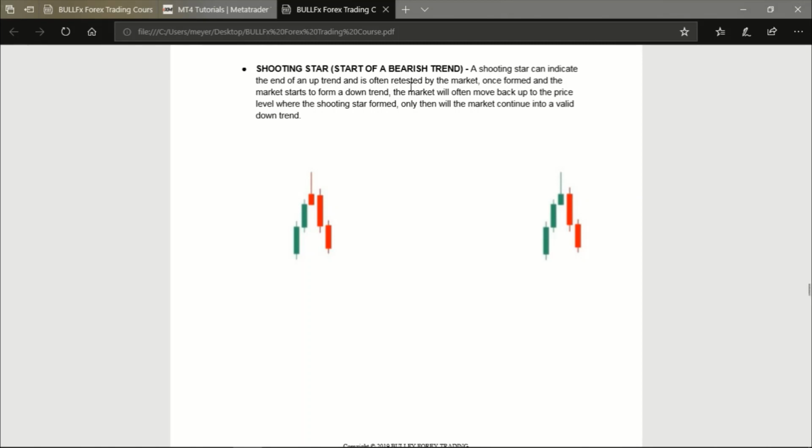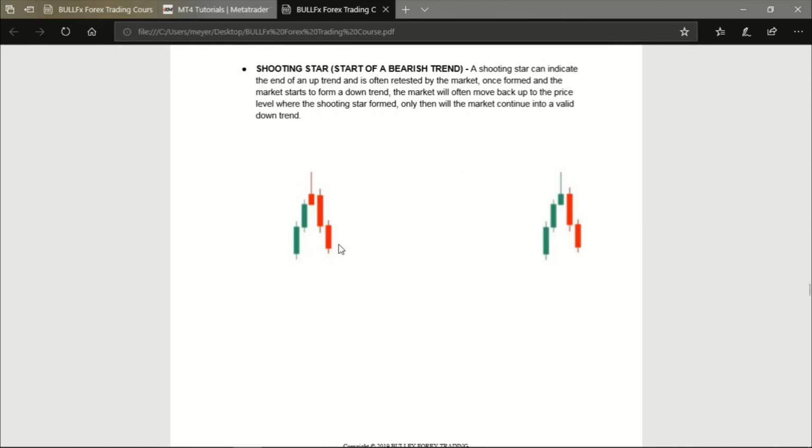Shooting star, or the start of a bearish trend. A shooting star can indicate the end of an uptrend and is often retested by the market. Once formed and the market starts to form a downtrend, the market will often move back up to the price level where the shooting star formed. Only then will the market continue to a valid downtrend.